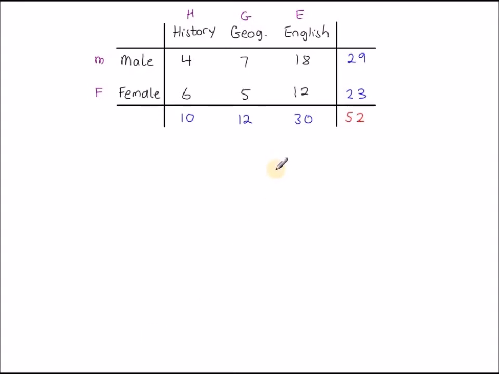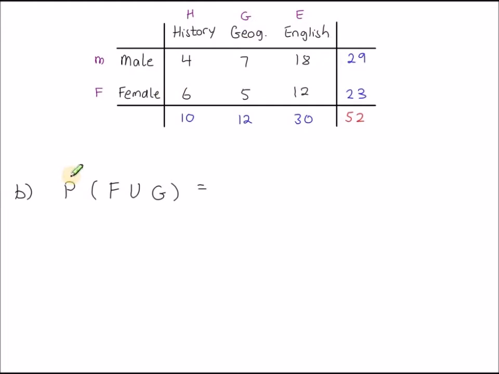What we do is we select a student randomly from this group and then we calculate probability. So here I'm selecting a random student and I want to know what's the probability that student will be female and will be studying geography. So female and studying geography, and they meet on this 5 here. So there are 5 students out of a total of 52 who are female and studying geography. So we're using the table total here for our denominator value.